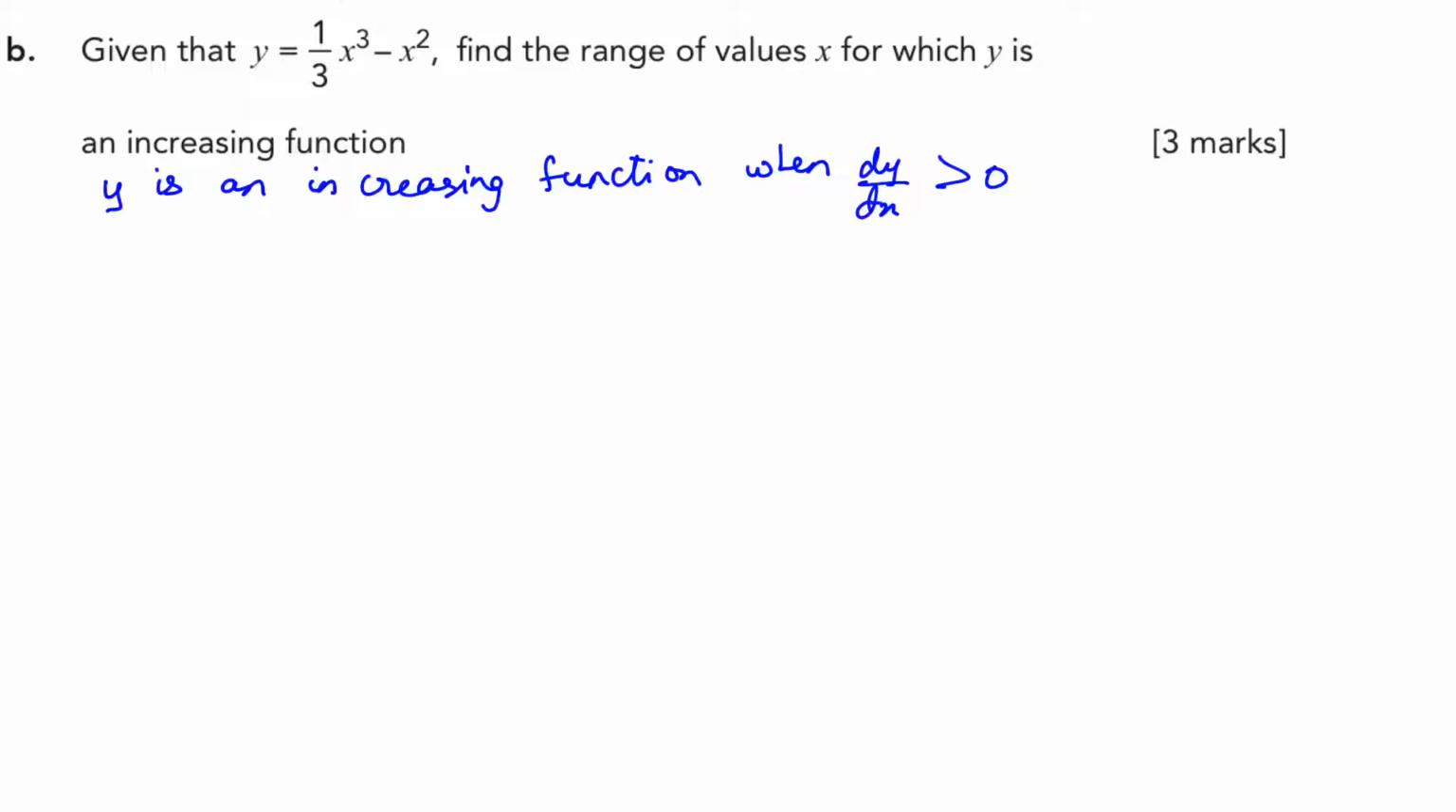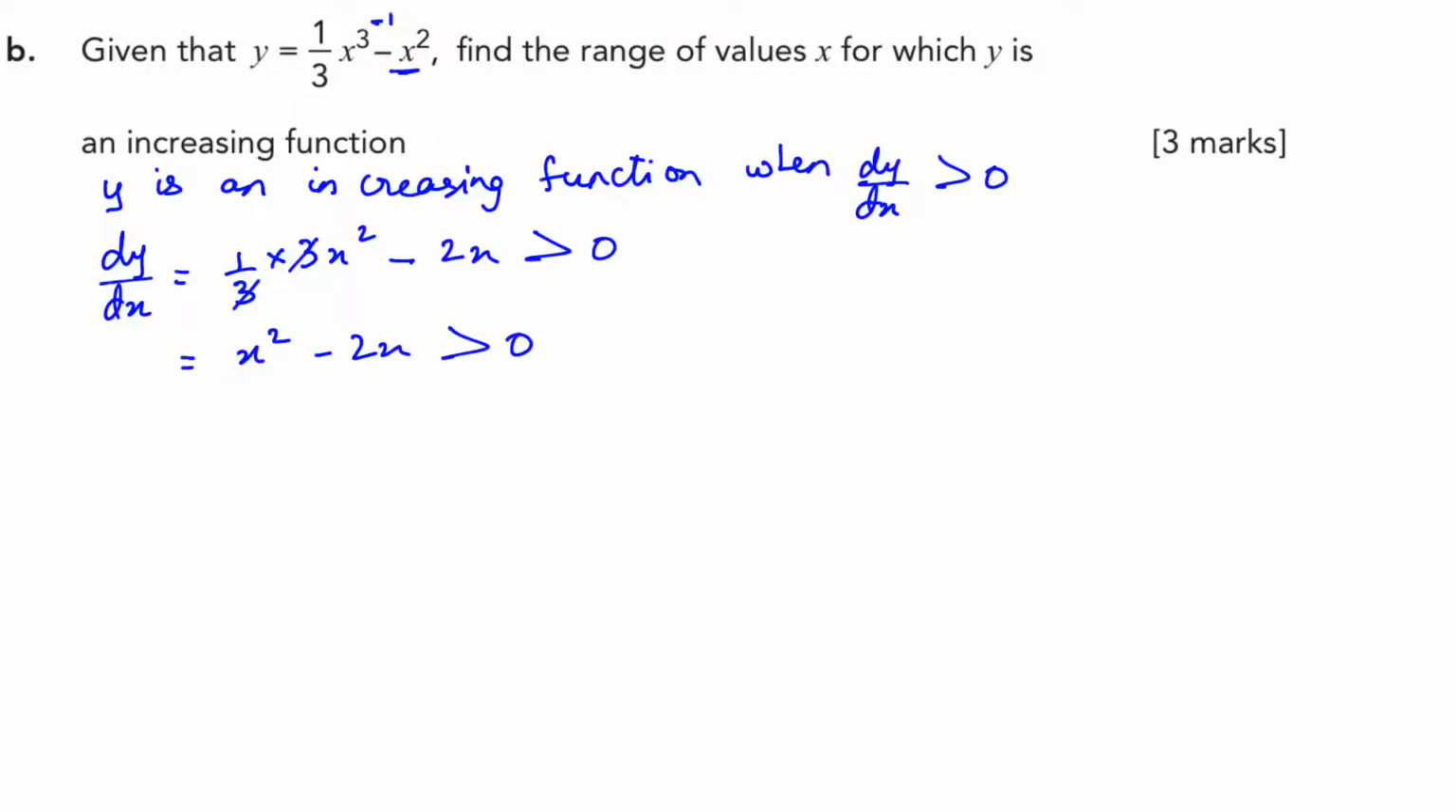And now you differentiate it. So when you differentiate dy over dx, 1 over 3, the power comes in the front and we minus 1 from the power. So 3 minus 1, 2. This 3 will get cancelled and here it will become negative 2x. So we have x square minus 2x is more than 0.